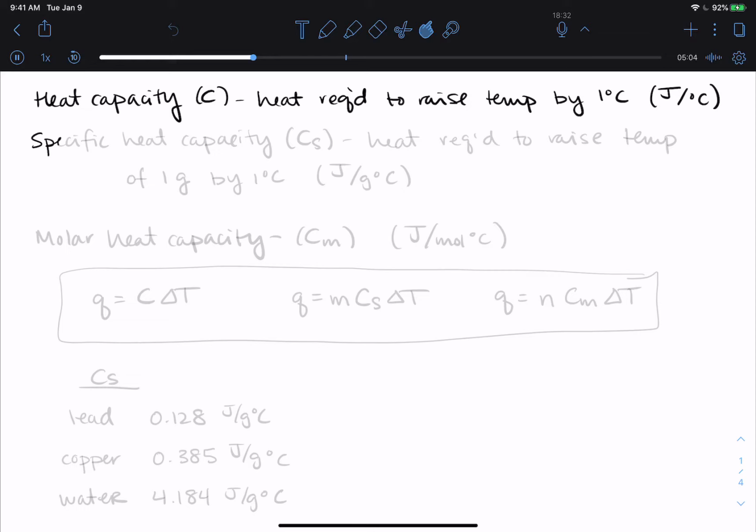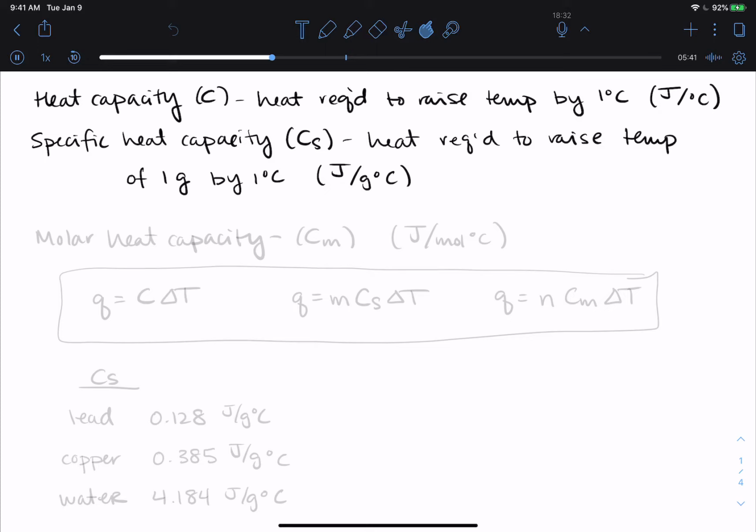The specific heat capacity, which will be C sub S. Well, it's the heat required to raise the temperature of 1 gram of a substance by 1 degree C. So our units are joules per gram degree C.